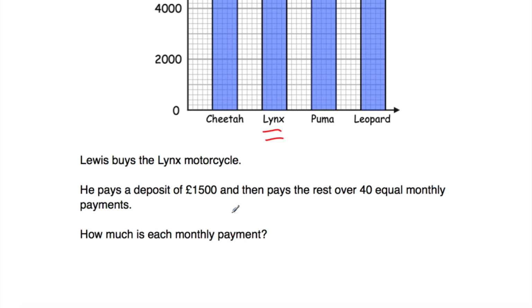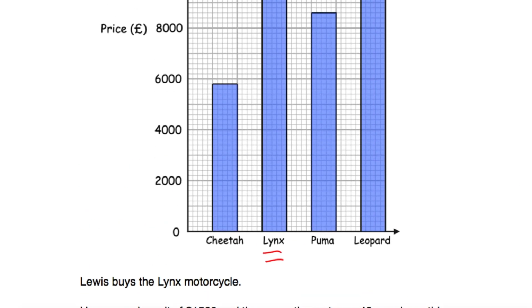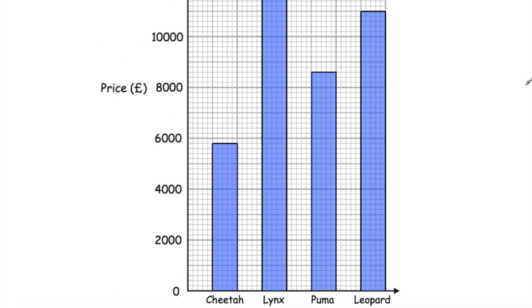So this question is a bit of a money question, but we need to find out how much the lynx motorbike costs to begin with, and we're going to look at our bar chart to do that. So in terms of the lynx motorcycle, let's actually work out what the scale is. So we've got £2,000 in 10 little lines. 2,000 divided by 10 is equal to 200. So we're going up in 200s here. 200, 400, 600, 800, 1,000, and so on.